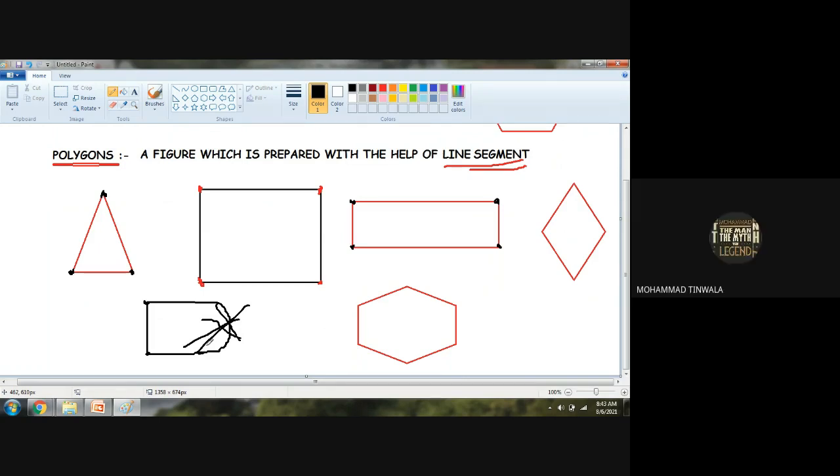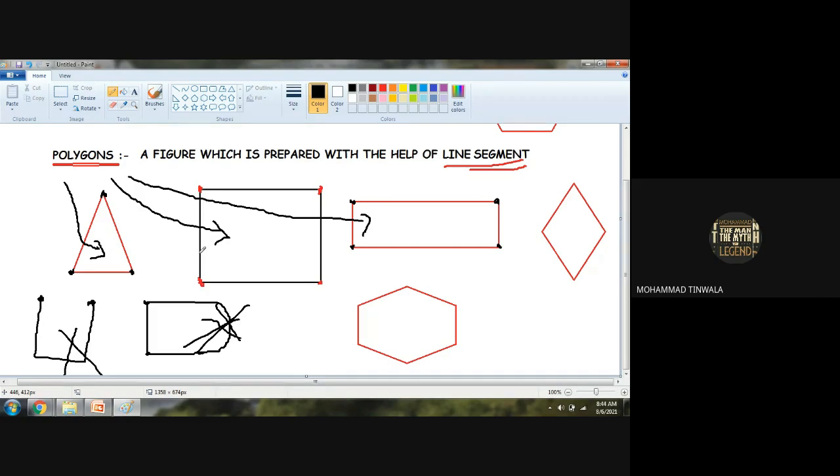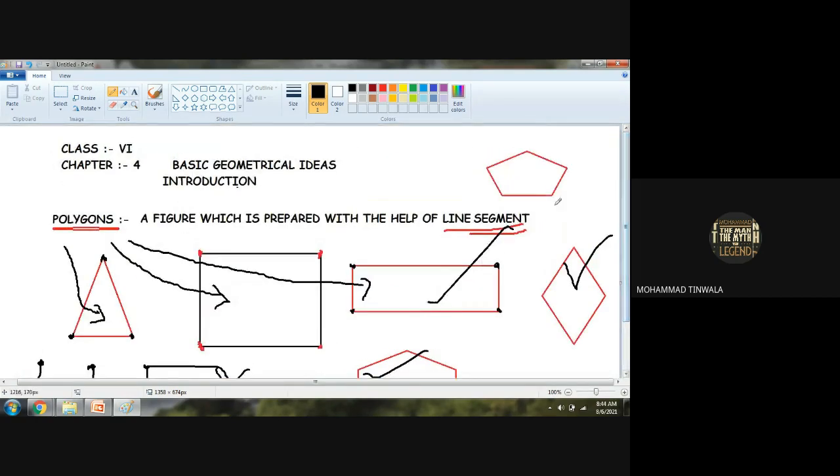Understood. If I say all three sides are made with the help of line segments, is this a polygon? No, sir. Why? Because it is open from this side. A polygon is never an open figure. It will always be a closed figure. Everywhere you can see it will always be a closed figure, never an open figure. So it is always a closed curved figure which is prepared with the help of line segments.